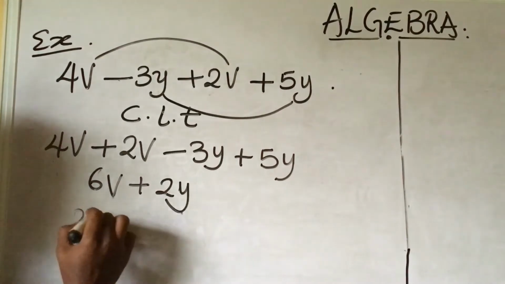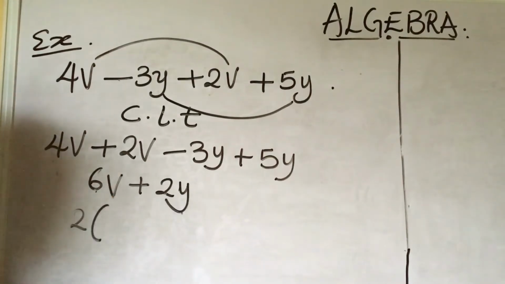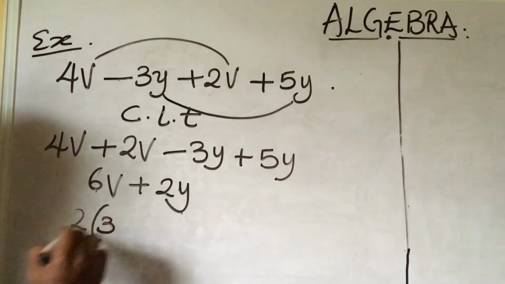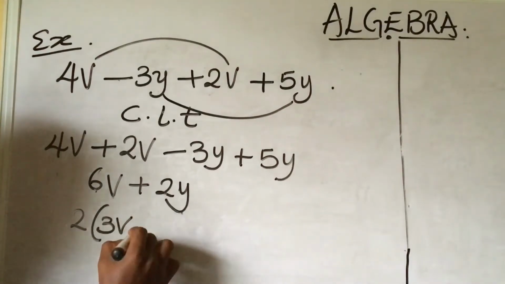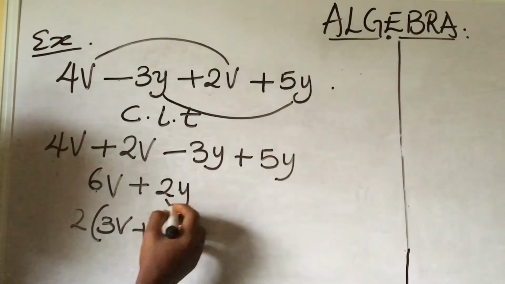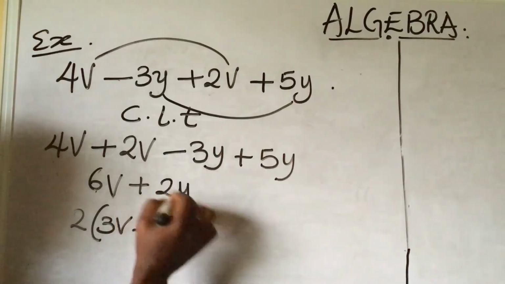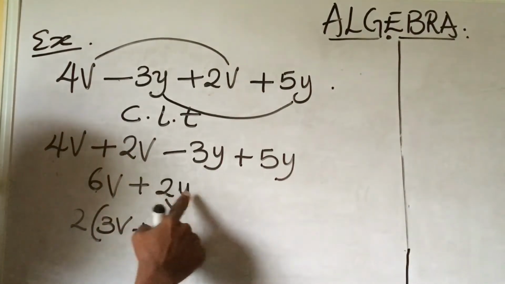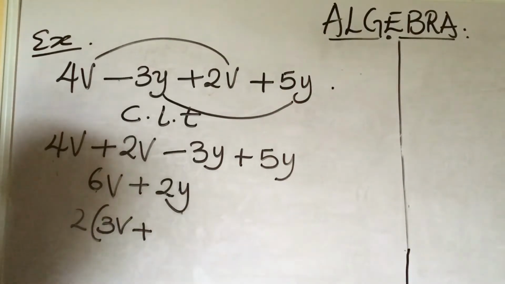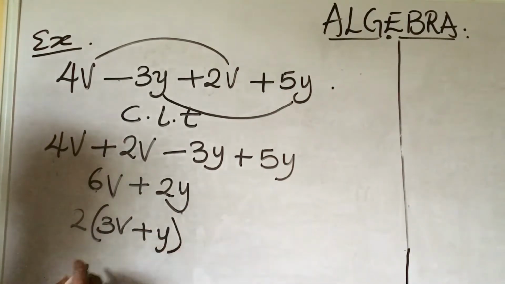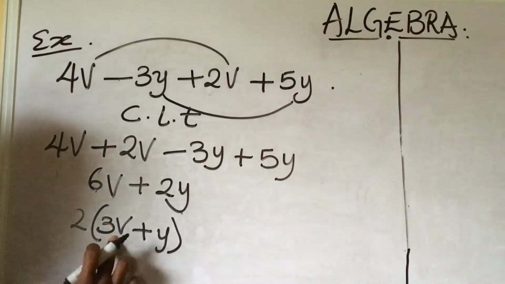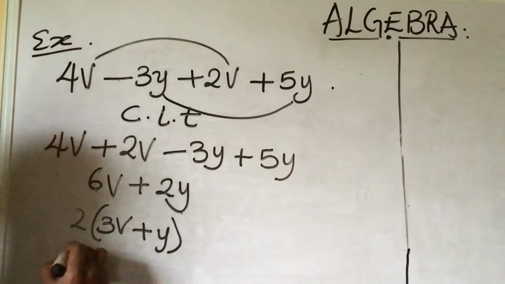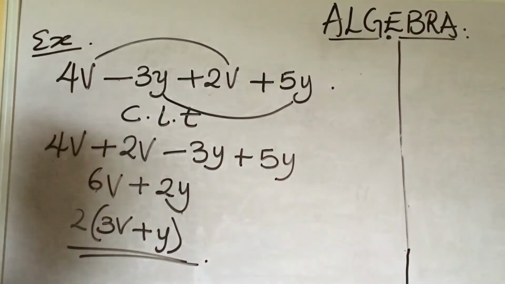I can see 2. And if I remove 2 from this 6, I'm left with what? 3. So that's 3v plus, if I remove 2 from this 2y, what do I have? I'm left with 1. Okay? 1 times y is the same as what? Y. So I have it as 2 in bracket 3v plus y. Do you get it now?